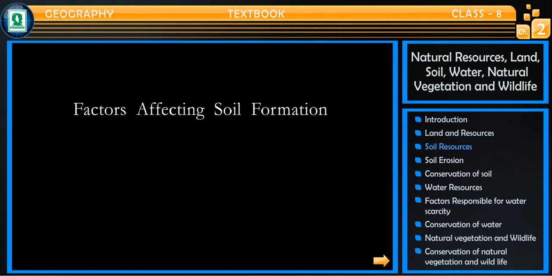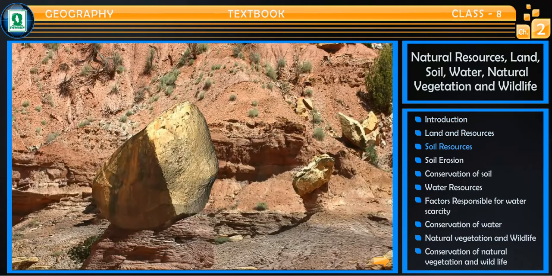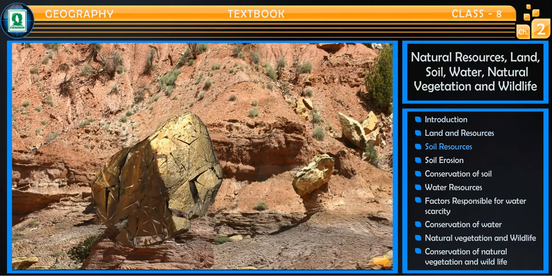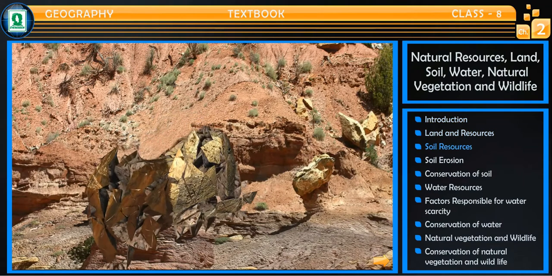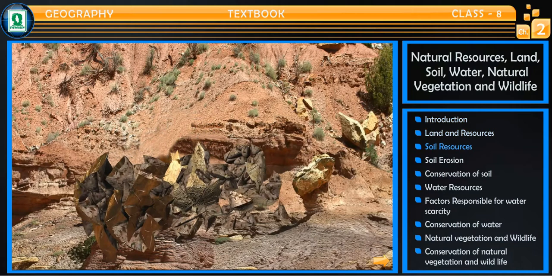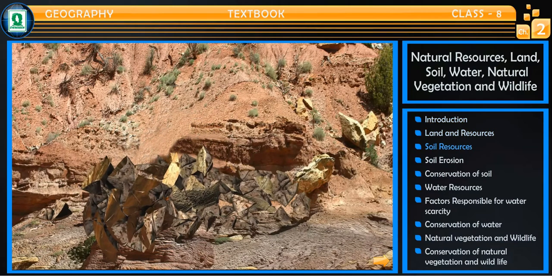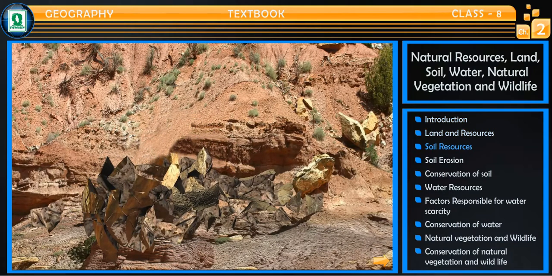Factors affecting soil formation. Parent rock. The surface rocks are exposed to the process of weathering and suffer decay and decomposition. In this process, the rocks are converted into fine grains and provide a base for soil formation.